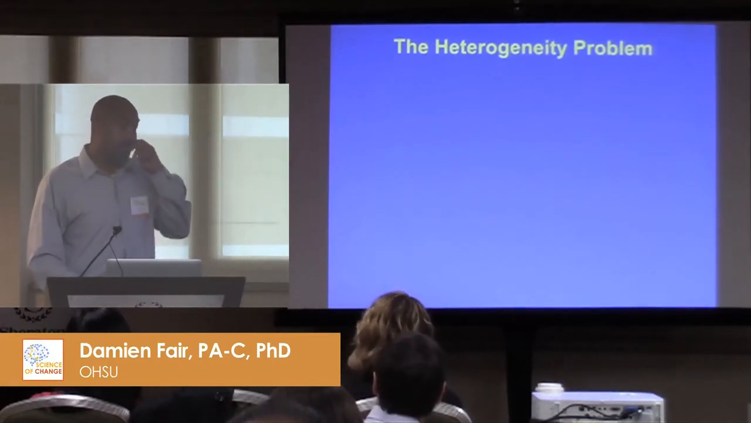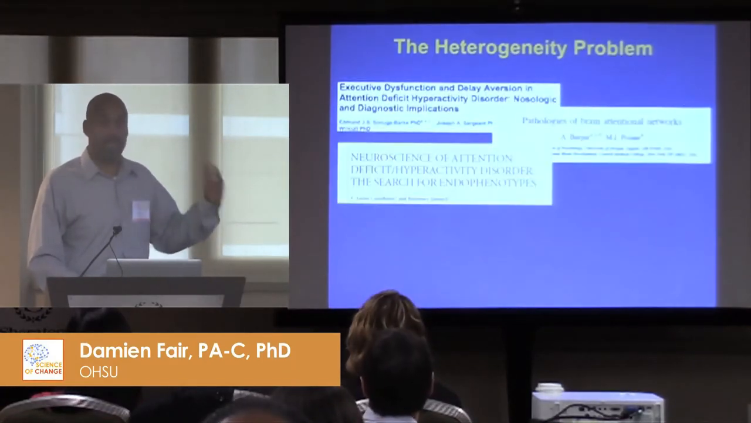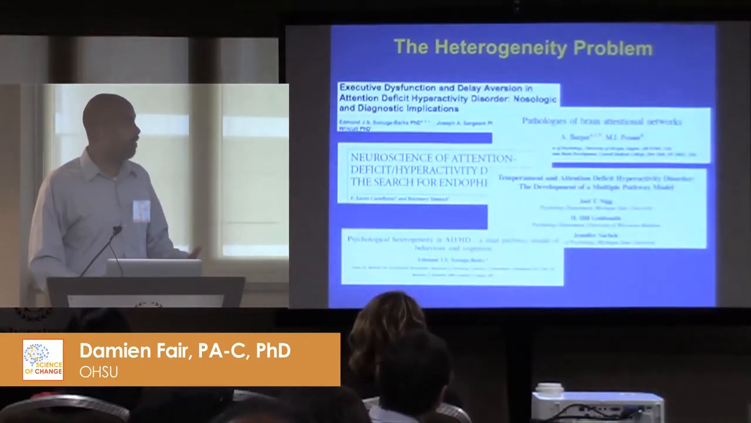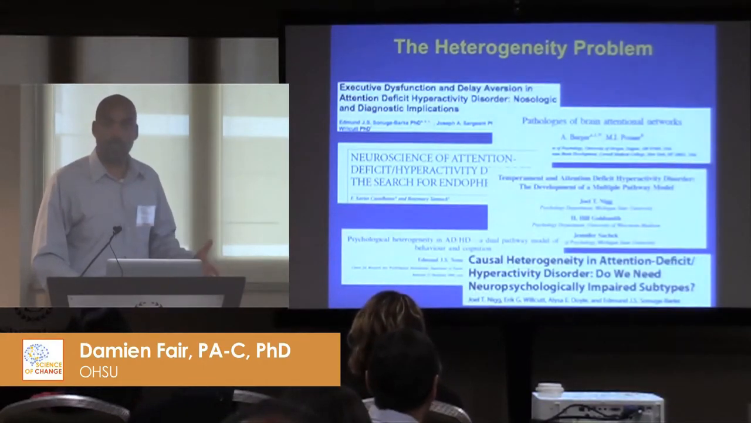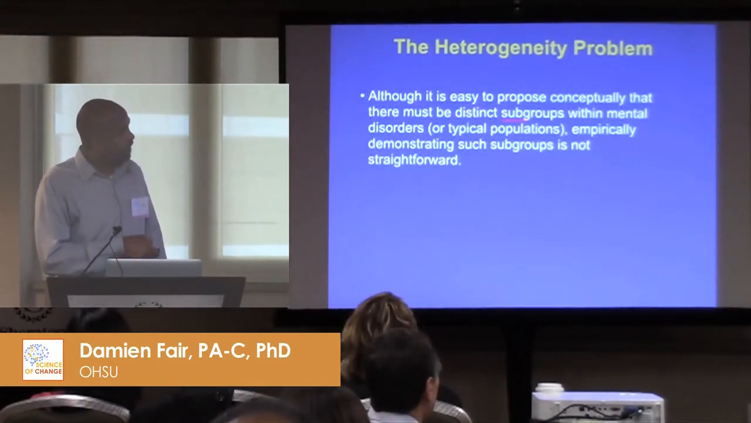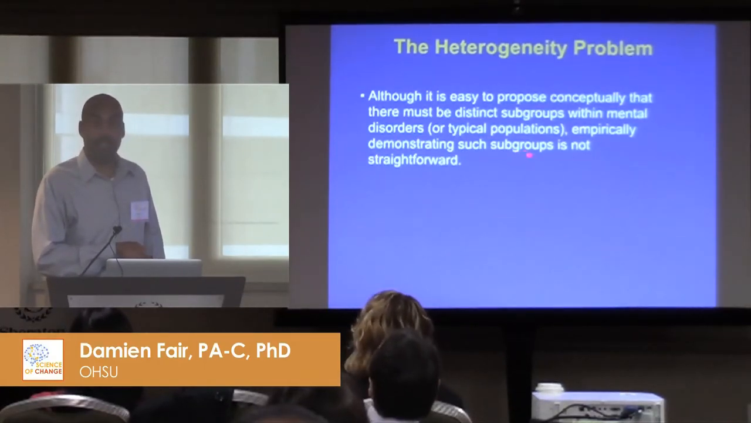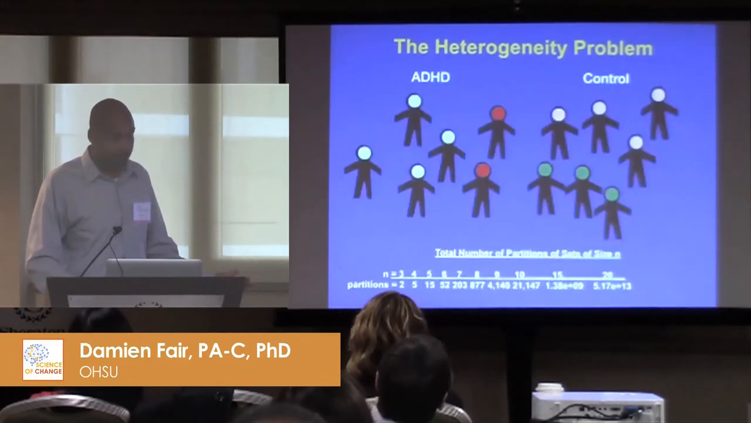Now, the idea that heterogeneity in the case of ADHD, substance use disorders, and other mental health disorders exists is not new. There have been lots and lots and lots of theories that have come out on this, that it must be true, right? But while it's easy to propose conceptually that there must be distinct subgroups within a mental disorder or typical population, empirically demonstrating that those subgroups exist is not very straightforward. And here's why.